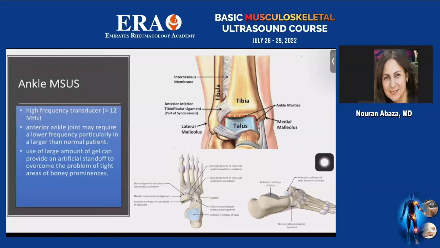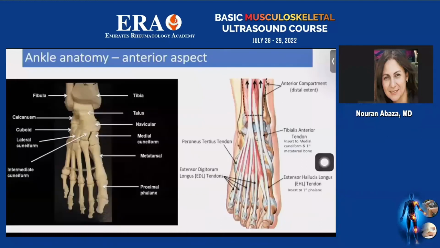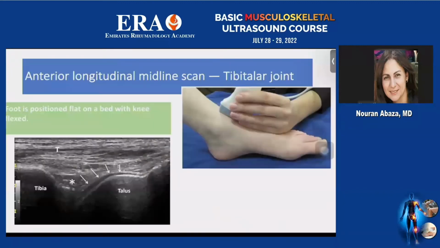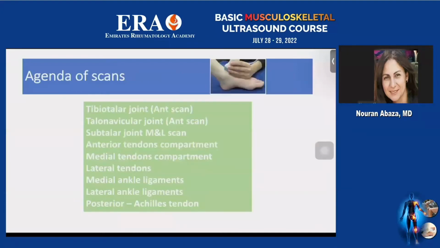I will show you the agenda for all the structures we will see today. So we will start with the anatomy of the anterior ankle joint. There has been something wrong with the order of the slides, so I will go through the agenda. The agenda will include the tibio-talar joint, the ankle joint, anterior scan, both longitudinal and transverse.